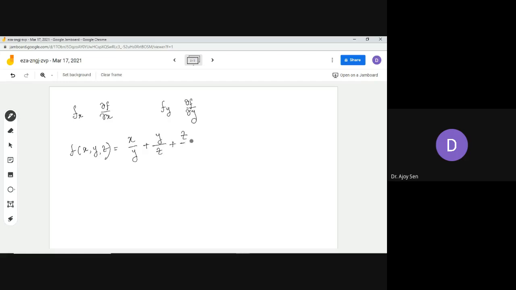See, I have given one example. This function is a function of 3 variables, not 2 but 3. So f is a function of 3 independent variables: number 1 x, number 2 y, and number 3 z. This is our function, x by y, y by z plus z by x. Now the question is, what is fx or del f del x, what is fy or del f del y, and what is fz or del f del z.